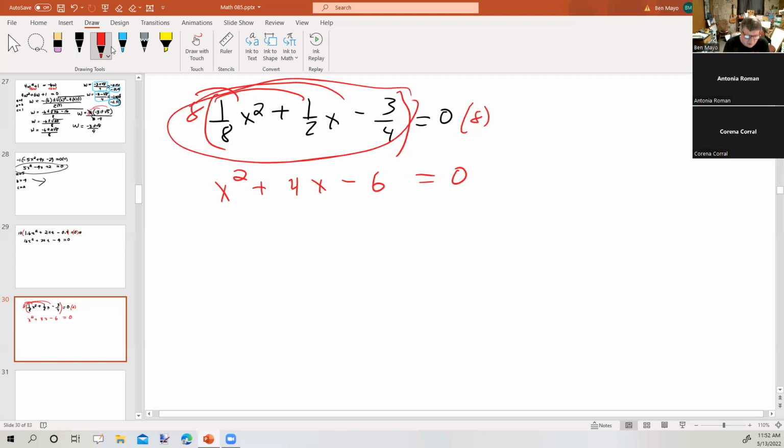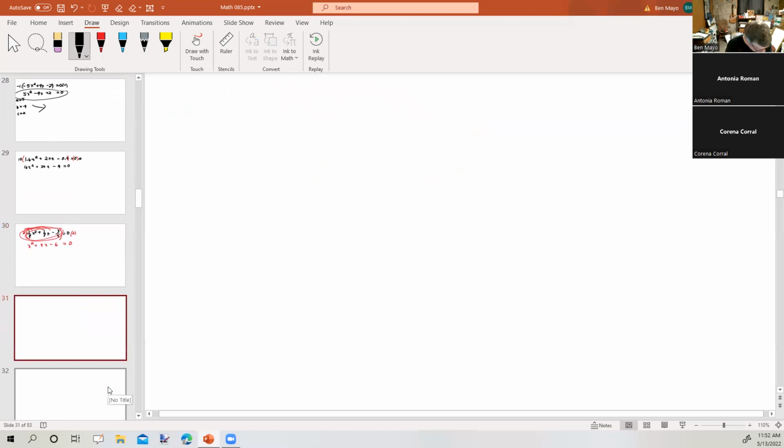This one, if you don't clear the fractions and you use A as 1/8, B as 1/2, and C as negative 3/4, it works, but it's tricky. Most people that don't get rid of the fractions first mess up on that. So I would clear the fractions first. All right, and finally, what about this?